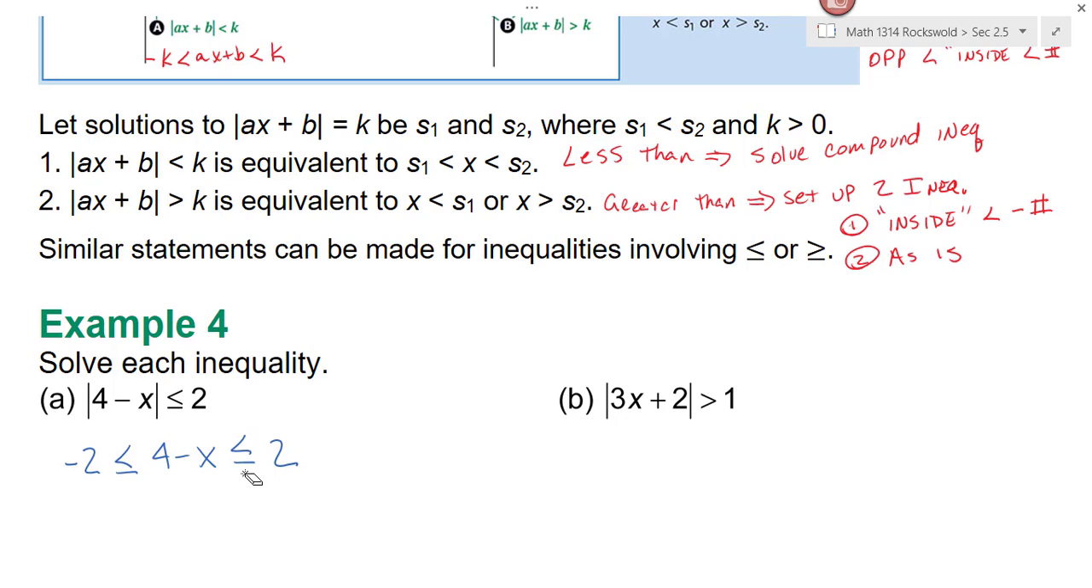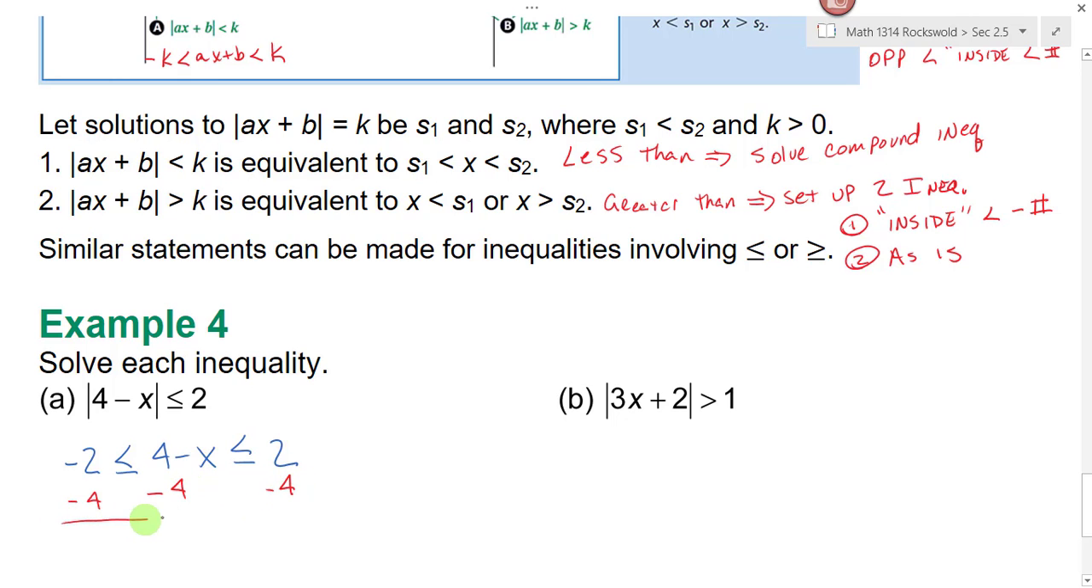And I believe in 2.3 we looked at solving compound inequalities. The goal here is to get the x by itself in the middle. So what do I do first in order to get the x by itself in the middle? I want to subtract 4, but I do it to all three sections, left, middle, and right.